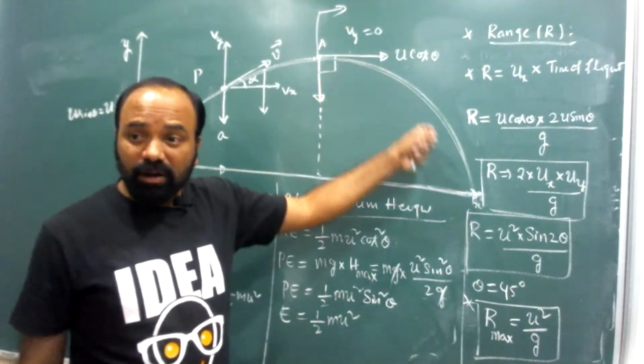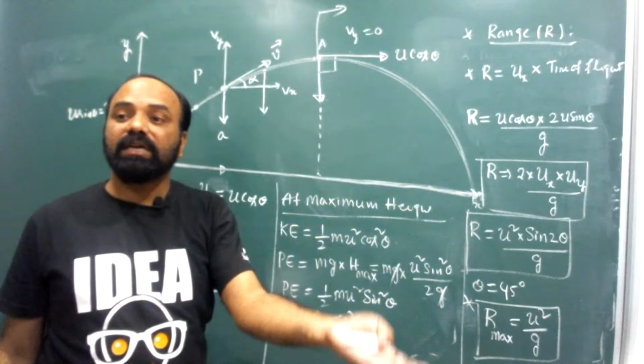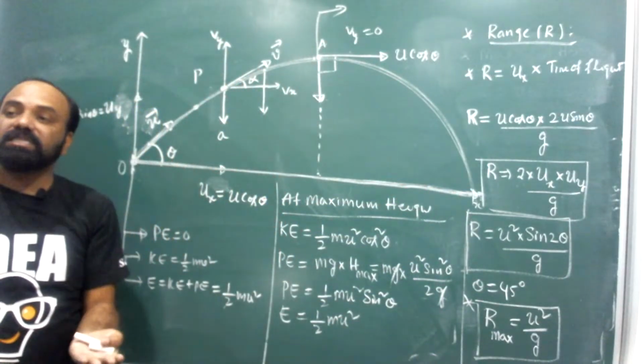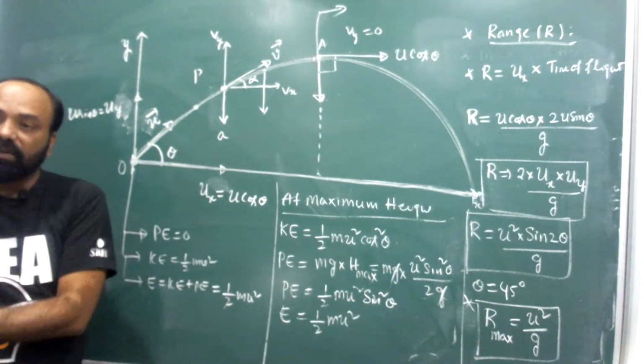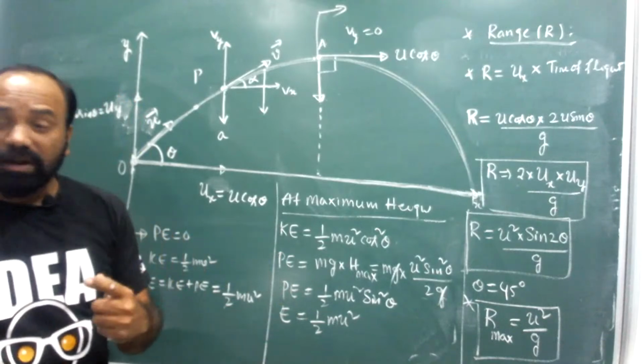While the body is moving downwards, what happens? The potential energy decreases and kinetic energy again increases. The energy is changed from one form to another form, but the total energy always remains constant. Here we have to learn one thing.